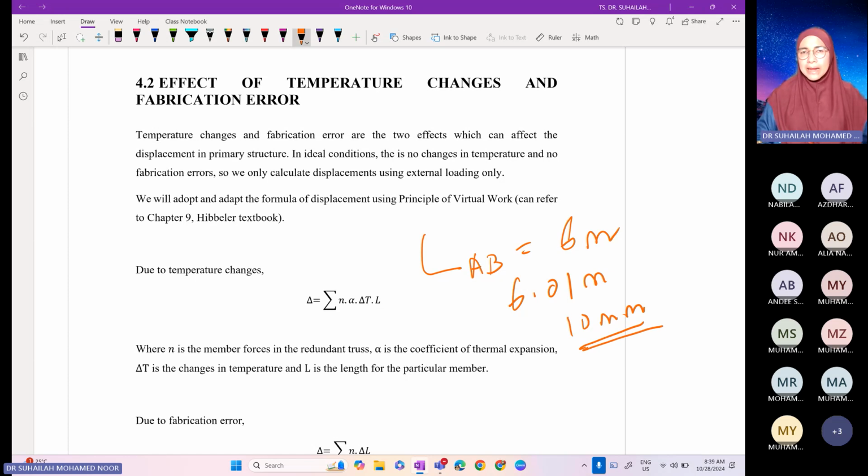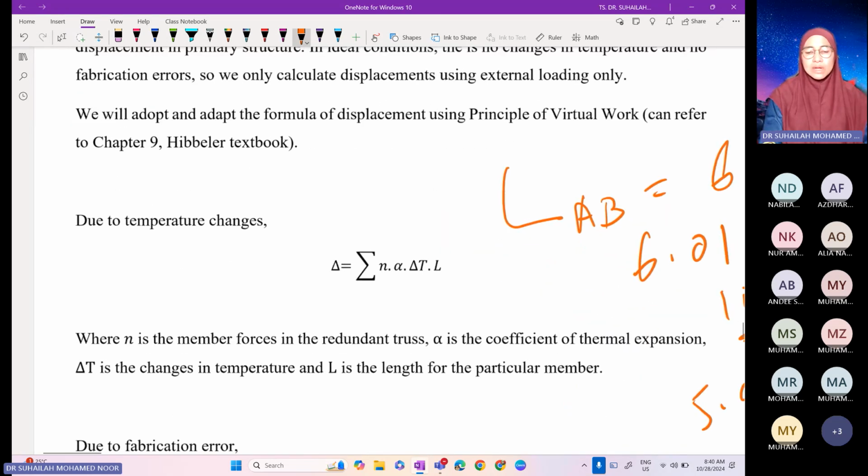Sometimes it is shorter than, sometimes it is longer than. It may be 5.99. Okay, so shorter than. So if all this information is given in the question, then we need to consider this fabrication error and also temperature changes in calculating displacement. So kat sini formula displacement.